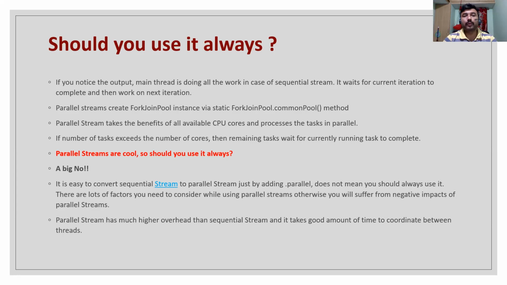If you notice the output, the main thread is doing all the work in the case of sequential stream, whereas parallel stream creates a ForkJoinPool, instantiated statically through ForkJoinPool.commonPool(). This common pool is created by default, and the parallel stream takes the benefit of all available CPUs and processes the tasks in parallel. If the number of tasks exceeds the number of cores, the remaining tasks wait for currently running tasks to complete.